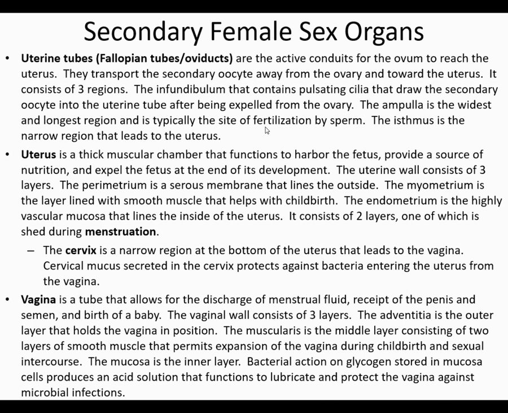The base of the uterus is known as the cervix. You hear a lot about cervixes being dilated during pregnancy and during labor. This is the opening that the baby must pass through on its way through the birth canal. And the birth canal a lot of times is known as the vagina, a tube that allows for discharge of the menstrual fluid, receiving of the penis and semen, and then birth of the baby.